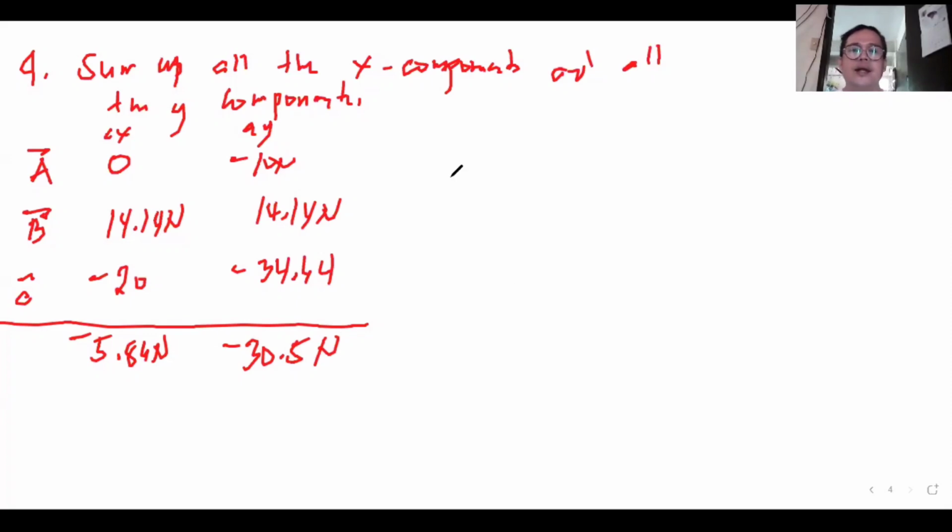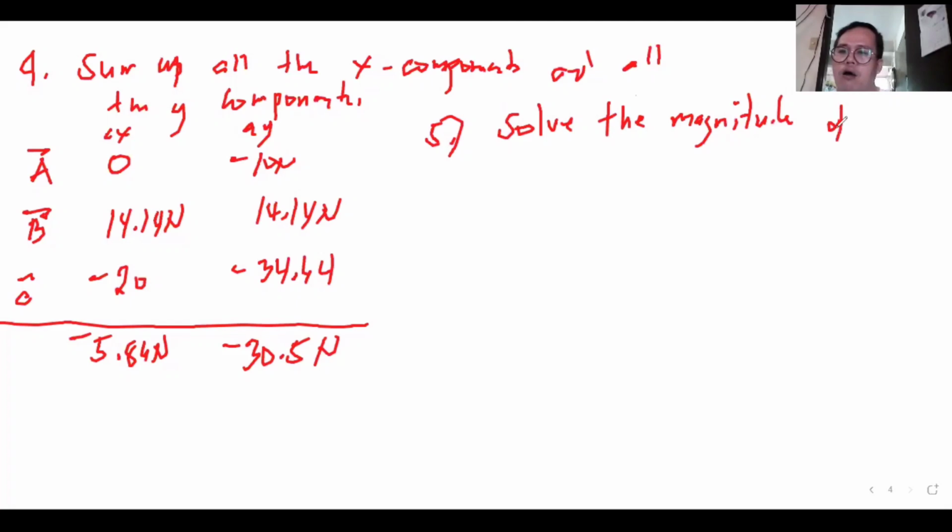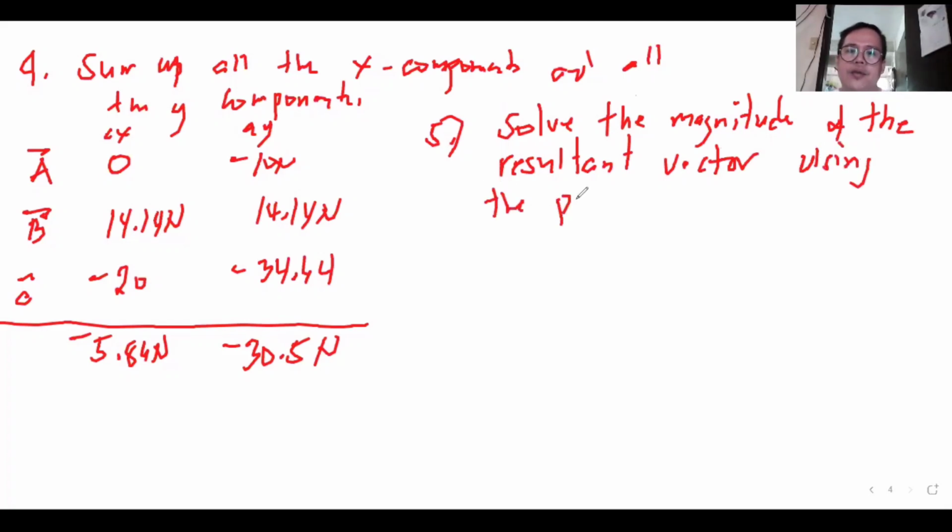Okay? Maadto kita rin sa fifth natin din nga method. Ginbuo ta rin si x kag y, no? Ibalon ta rin si resultant vector ang magnitude na. Solve the magnitude of the resultant vector using the Pythagorean theorem.